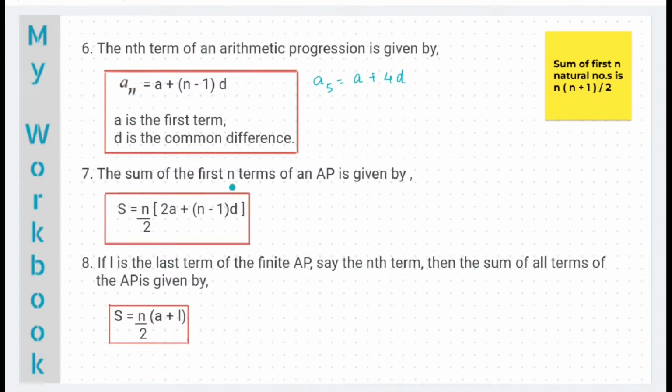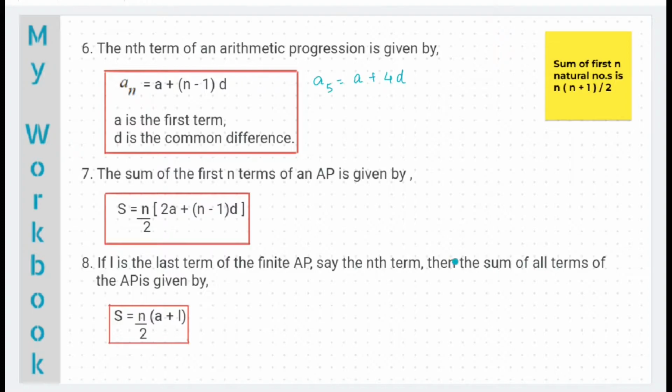The sum of the first n terms of an AP is given by S is equal to n by 2 into 2a plus n minus 1 into D. If L is the last term of the finite AP, say the nth term, then the sum of all terms of the AP is given by S is equal to n by 2 into A plus L, where A is the first term, L is the last term. So this is in case of a finite arithmetic progression.